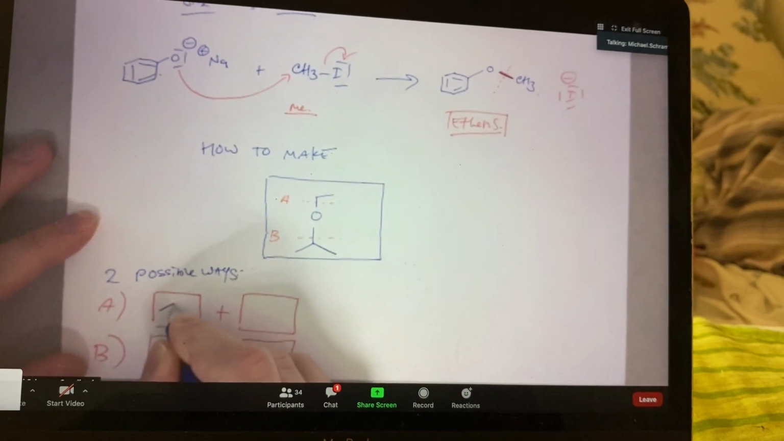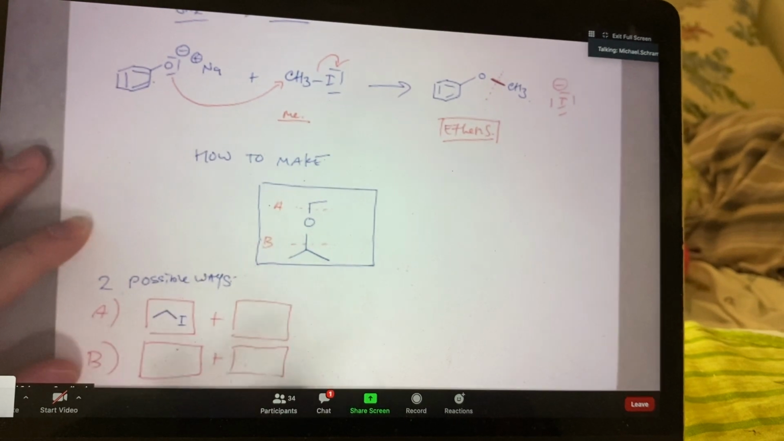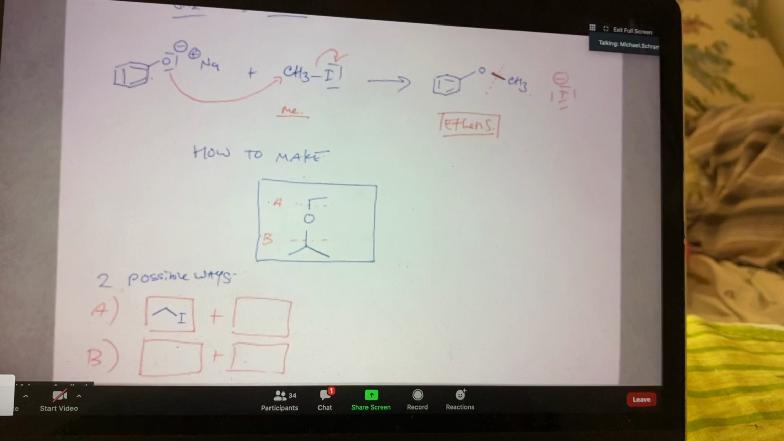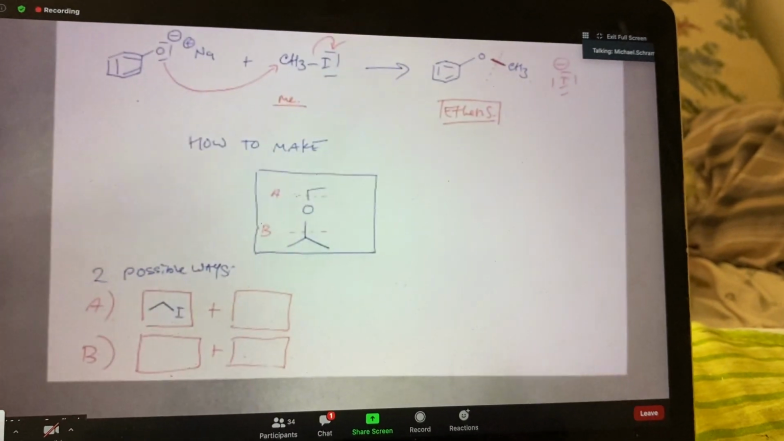And I would want an ethyl substrate, and you should put a leaving group on it too. I'm going to put iodine. All right, why not? Put bromine, that's fine. Put chlorine, that's fine. You can put tosylate. Those are all fine answers. They would all work equally well for us.